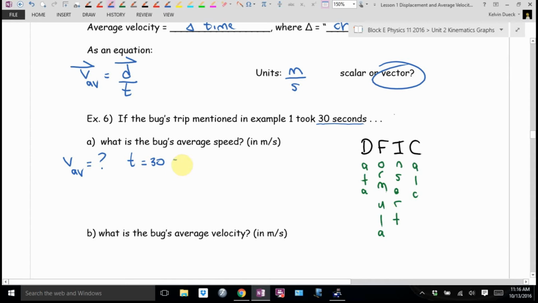We have two more pieces of information, but they have to come from example 1, because it says, using the trip in example 1. In example 1, we found distance and we found displacement. Can someone go back? What was the distance that the bug traveled in example 1? 14? What was the displacement that the bug traveled? I think we did it in the same question. -6 meters? All right.